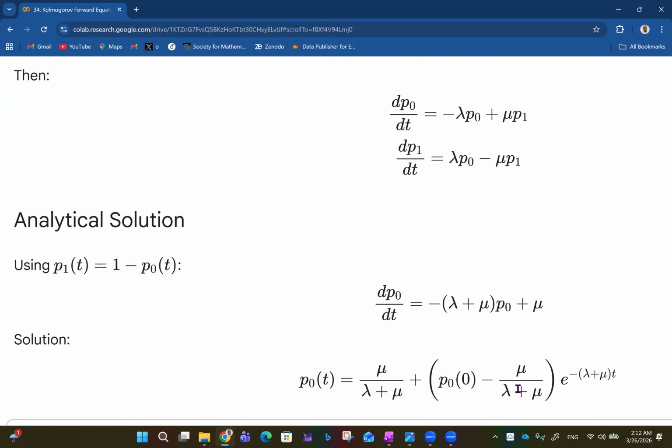which can then be solved. If you take P1 of t to be 1 minus P naught of t, that means that dP naught dt is equal to minus lambda plus mu P naught plus mu. If you solve all of that, for P1 of t you're taking 1 minus P naught here. So then if you solve all that, you get P naught of t to be this very complicated solution, right?